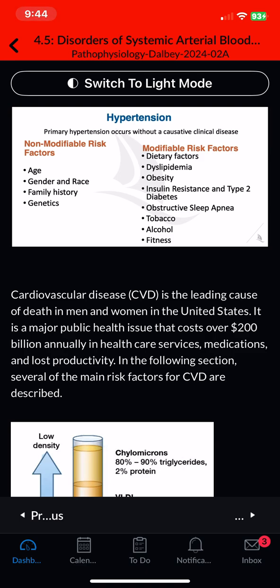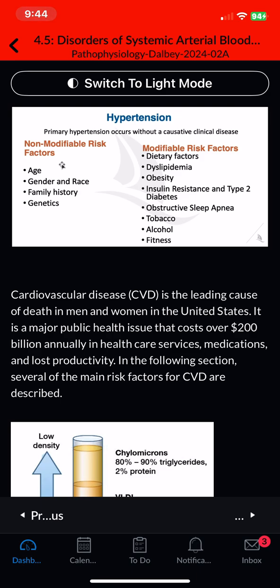Here, we're going to examine primary hypertension, which is more common, and it affects 90% of adults who have hypertension. It occurs without a causative clinical disease. There are two types of risk factors associated then with primary hypertension. The first group is considered non-modifiable risk factors, or risks that someone cannot change or address.